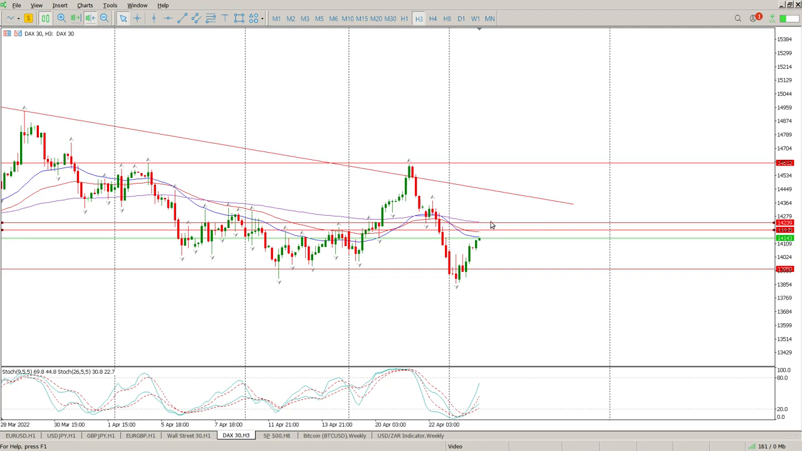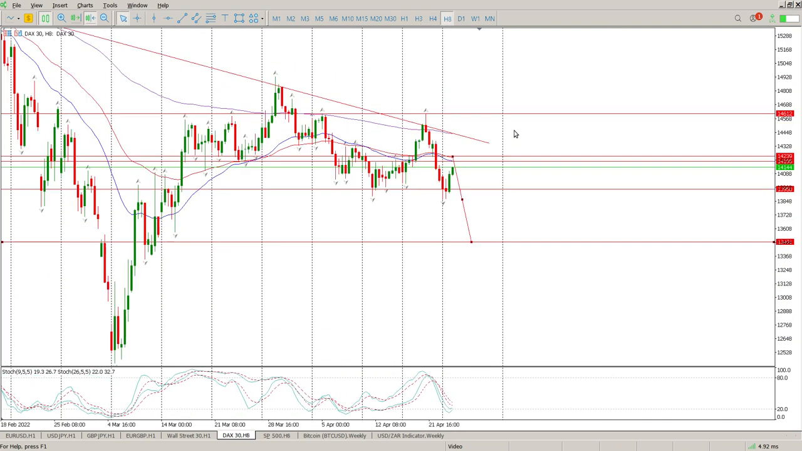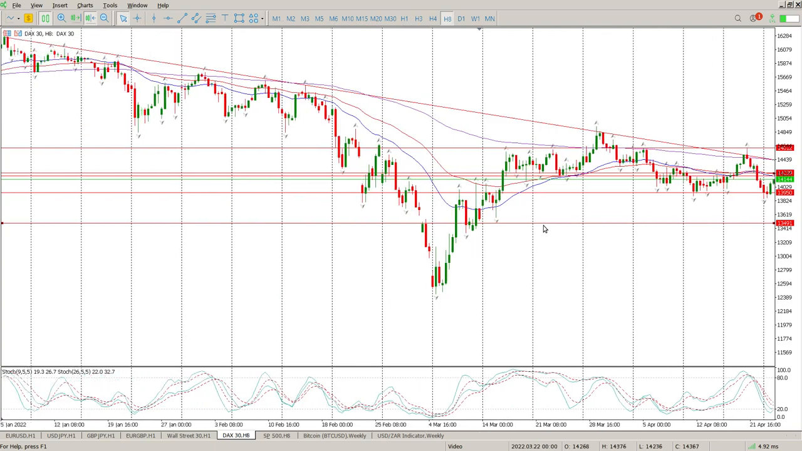If we start rejecting this zone, then you're looking for another attack at this level, and then if the level breaks, you are looking for a measured move. Just keep those levels in, I need them, and that measured move is going to take us down to this area here. Just pop back to the 8 hour so we can see what structure is there.